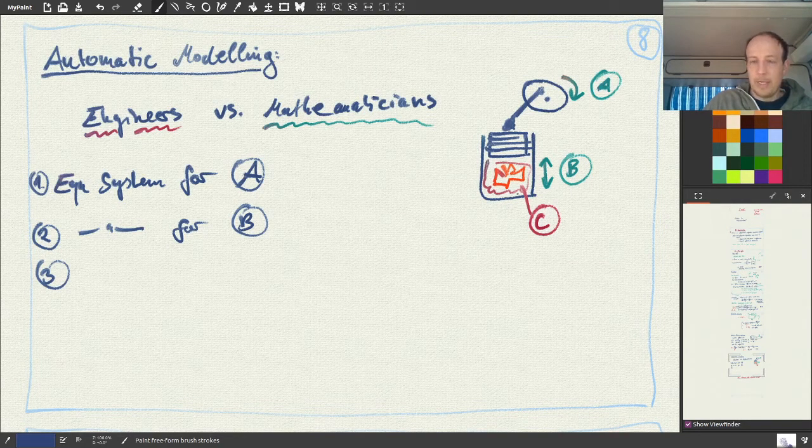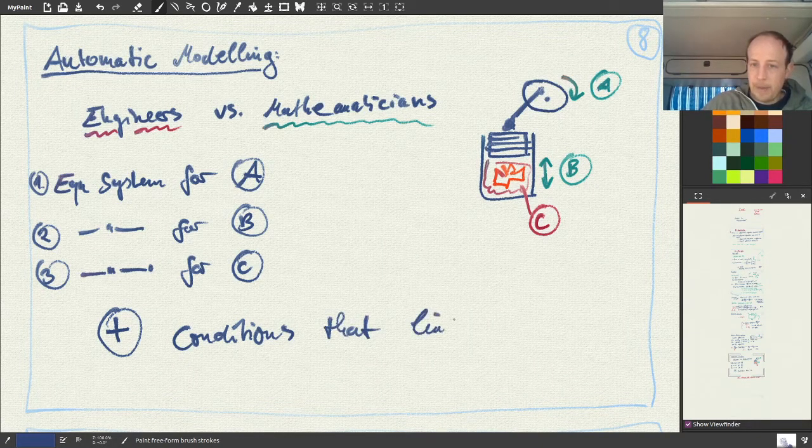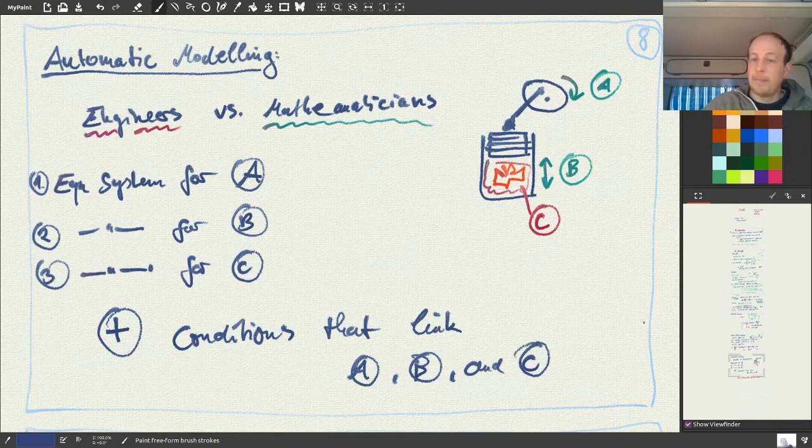Well, you will need one equation system for that. Okay, now you have modeled this all. You have an equation for that, you have an equation for that, you have an equation for that. Plus, this here all might be just differential equations, or partial differential equations, plus conditions that link A, B, and C.